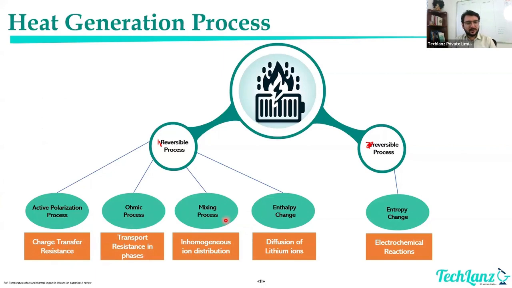Then you have the mixing process, like when your chemicals are there inside, there is a homogeneity inside that. So how their ions are homogeneously distributed or not distributed causes a mixing process that is very negligible in nature. Then enthalpy change because of diffusion of lithium ions inside the graphite layers and then in the cathode material. So that causes some enthalpy change, right? And entropy change is purely from electrochemical reactions. We'll talk about it in much more detail. So all these processes together result in heat generation, right?